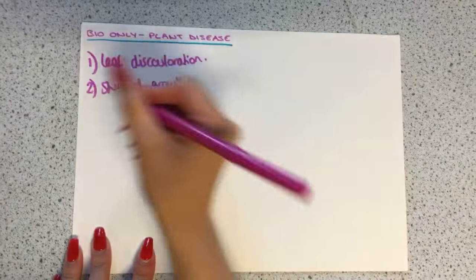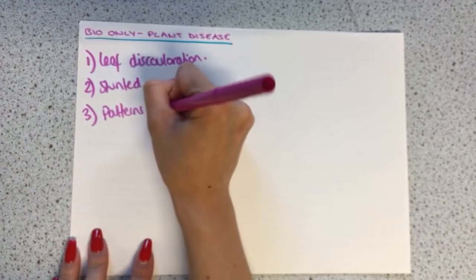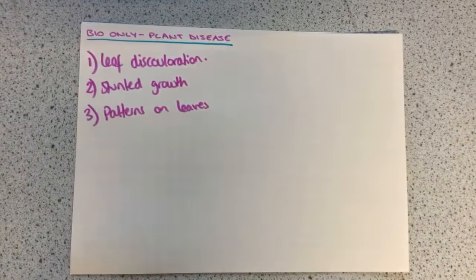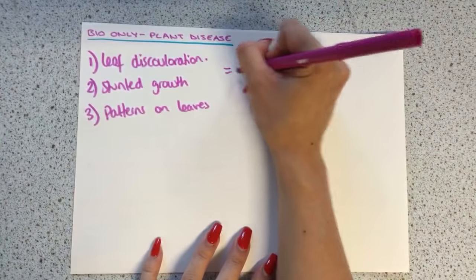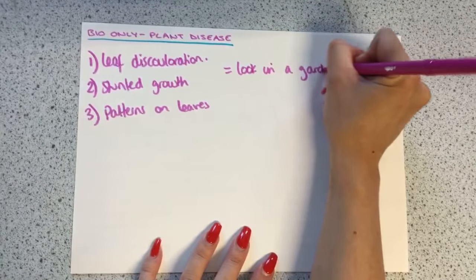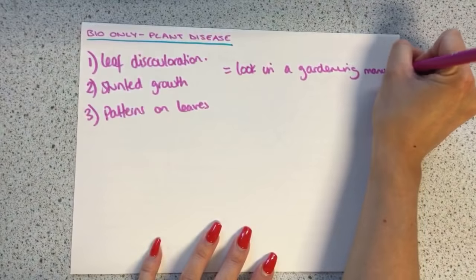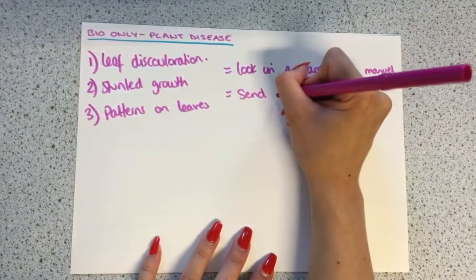Any patterns on the leaves. So things like, obviously we talked about rose black spot, if you've got black spots or mosaic patterns on your leaves. And the way you can identify which disease you have got is just to look in a gardening manual. Or you could send it off to a lab and ask them to do some tests.